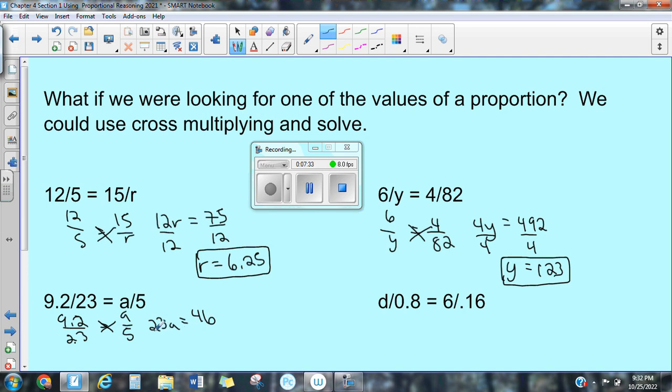Once again, 23 and a are tied together with multiplication. So a is being held by 23 with the operation of multiplication. To undo that, divide out 23. That cancels. 46 divided by 23 is going to give us a equals 2.